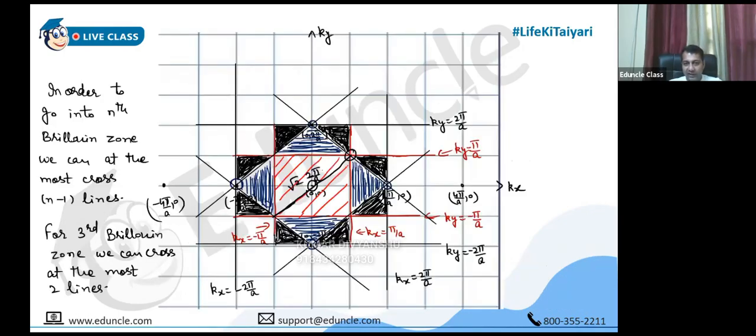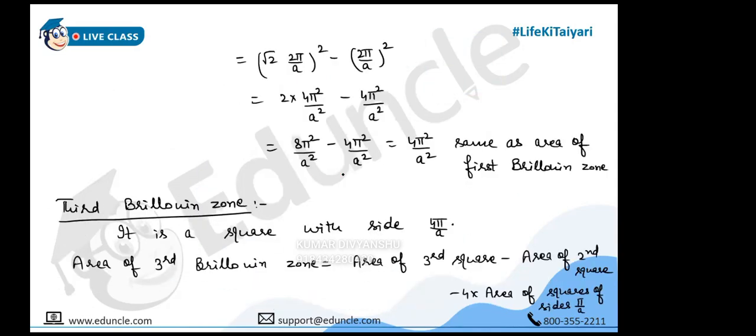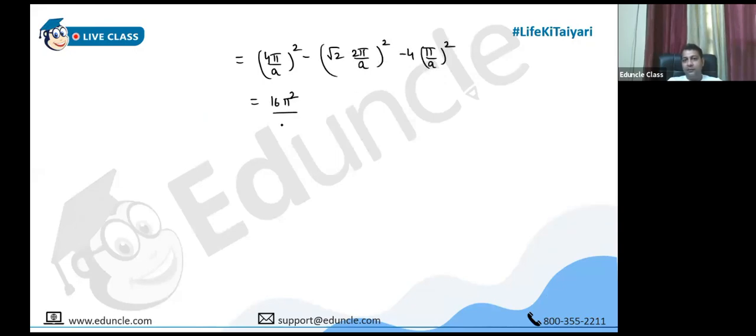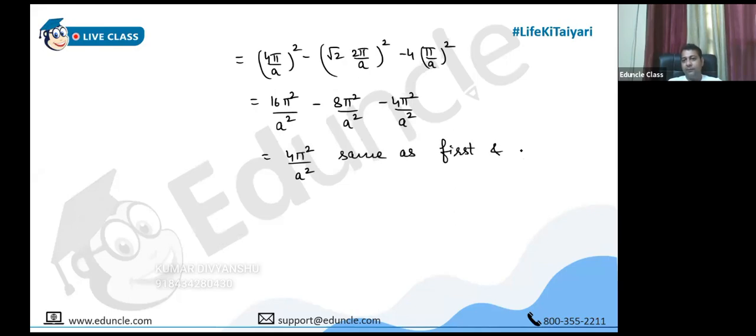You have to get the area. So then it will be 4 pi by a whole square, and root 2 into 2 pi by a whole square, and 4 times pi by a whole square. And you will find that again the area is same. So first, second, third Brillouin zone, they have same area.